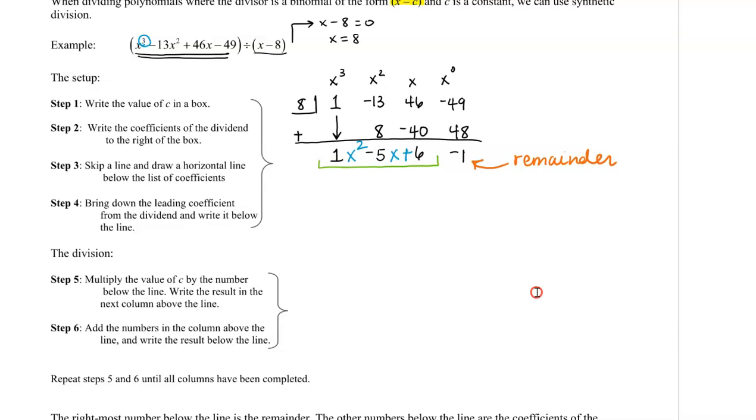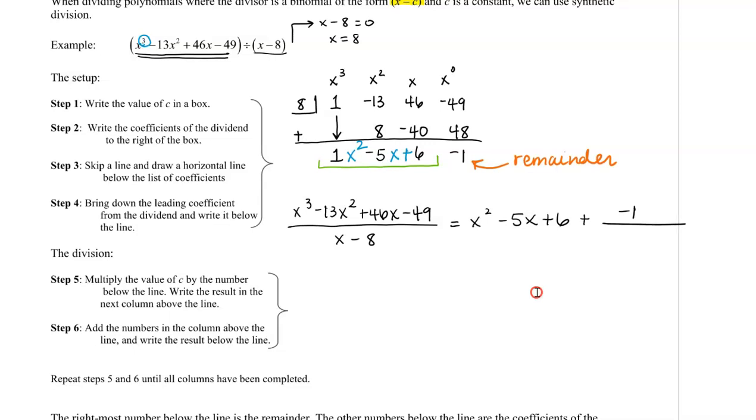So our final answer is that the division of x cubed minus 13x squared plus 46x minus 49 divided by x minus 8 is equal to the quotient of x squared minus 5x plus 6 and a remainder of negative 1 that stays over the divisor of x minus 8.